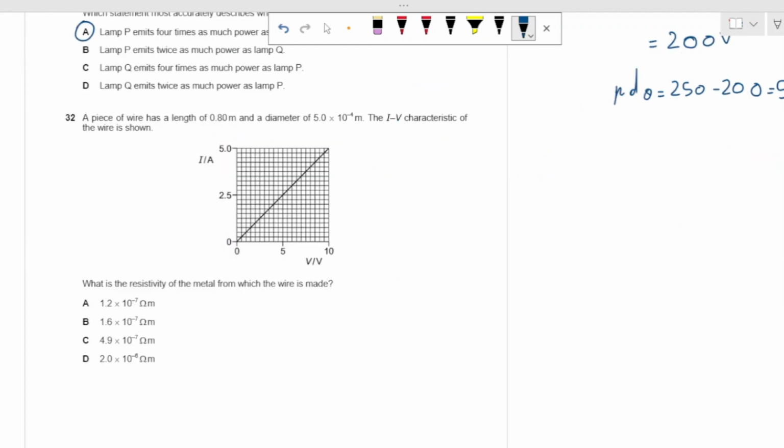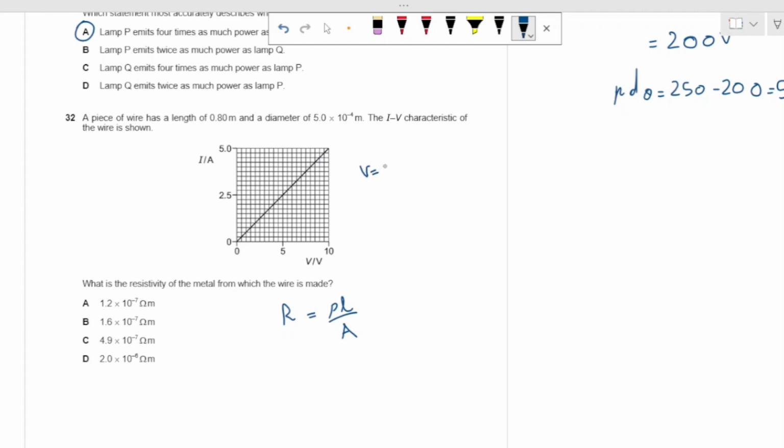Question 32. A piece of wire has a length of 0.8 meters and a diameter of 5 multiplied by 10 to the power minus 4 meter. The IV characteristic of the wire is shown. What is the resistivity of the metal from which the wire is made? Alright. So what is the formula of resistance? The formula of resistance is the resistivity, which we can name as rho, times L over the area. In this case we have the diameter. So we need to find first of all the resistance, and we can find it.